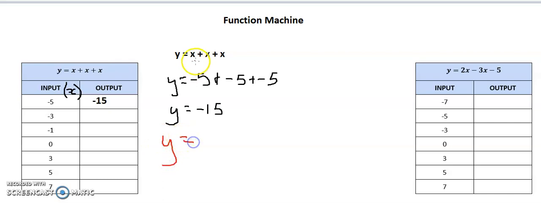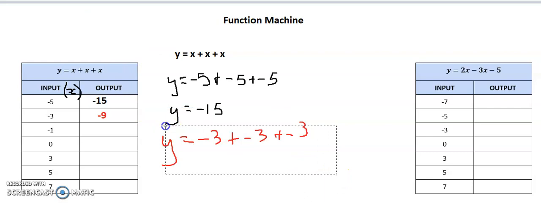Let's have a look at when x is -3. Again, when I see an x, I'm putting -3 into the equation. Plus -3 and plus -3. So I've got $3 of debt plus another $3 of debt equals -6, plus another $3 of debt which equals -9.